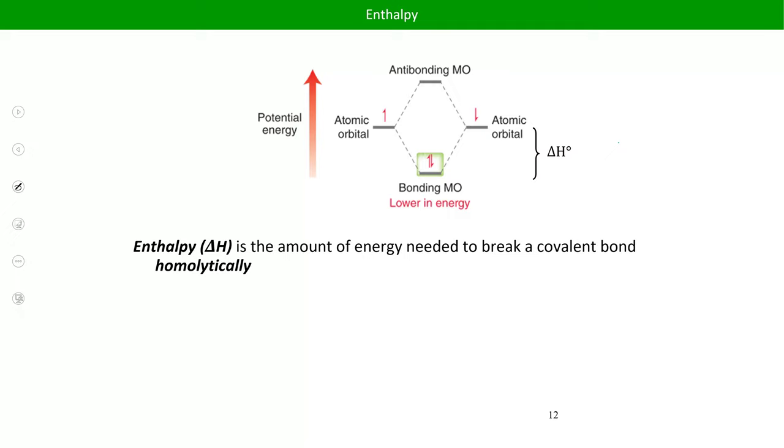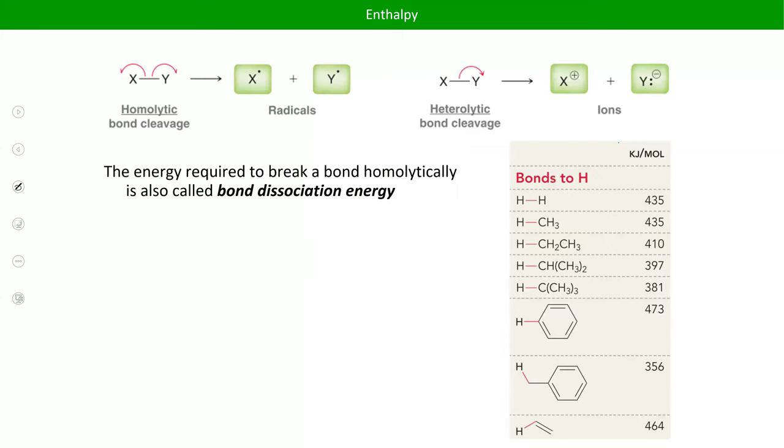But for the most part, we don't actually need to worry about that happening. We use that as a tool to represent that. So here are some examples of various bond dissociation energies. That would be the H that you need to put in to get it to split homolytically. Homolytically meaning we have two unpaired electrons as a result of it.